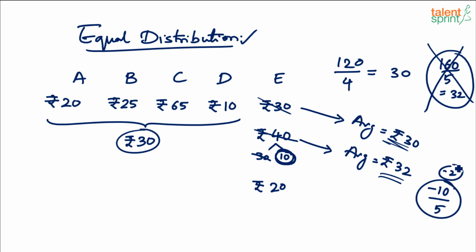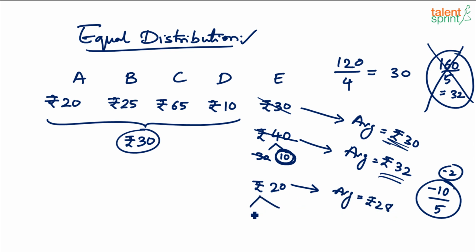Minus 2. That means each person will get minus 2 rupees. So 30 will become what? 28. We will take 2 rupees from A, 2 rupees from B, 2 rupees from C, 2 rupees from D, and give those 8 rupees to E. So 20 plus 8, 28. And everybody else will have some other value. But overall average comes out to be 28. So in this case, the average becomes 28. Right? How do you break it?